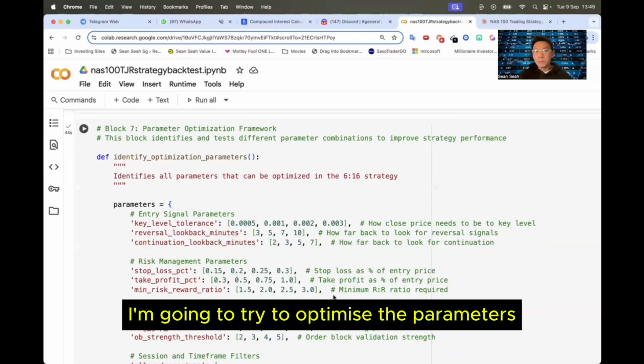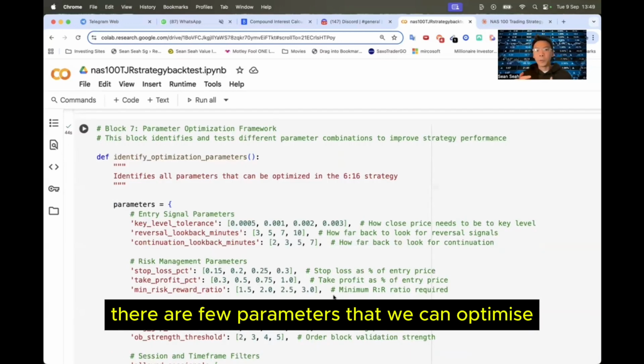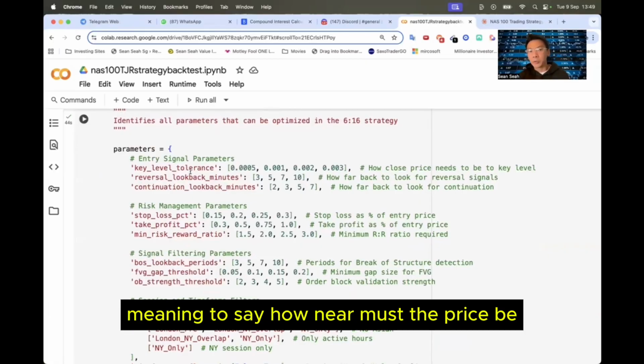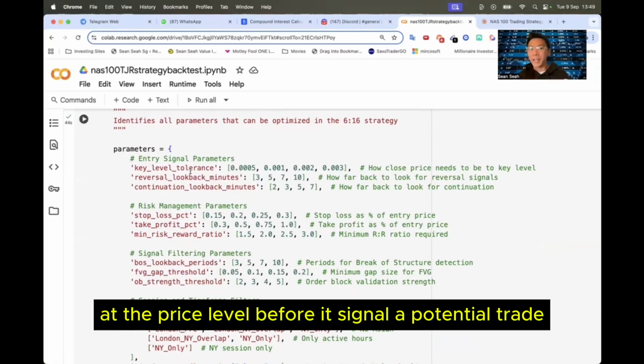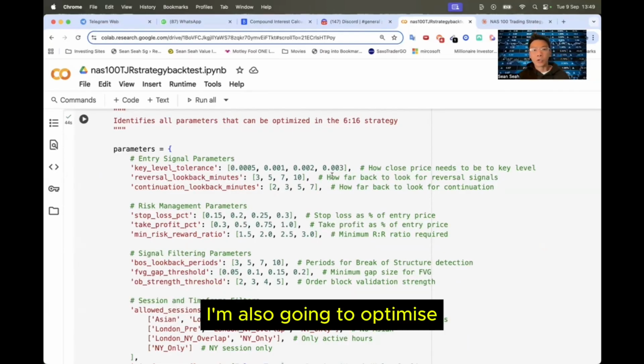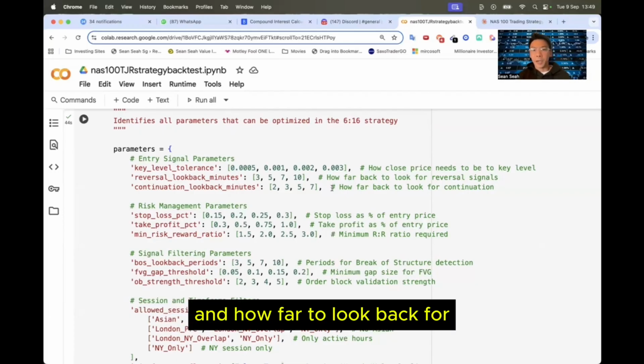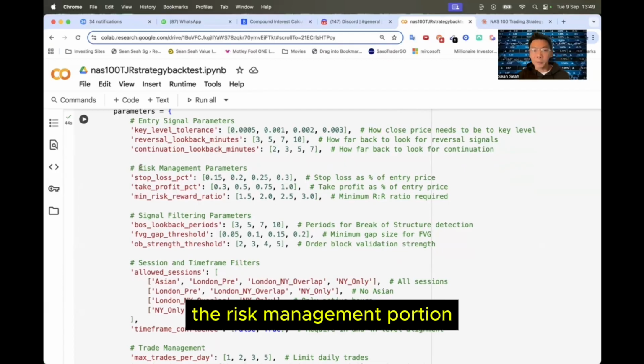I'm going to try to optimize the parameters. There are a few parameters that we can optimize. Number 1, the key level tolerance, meaning how near the price must be to the price level before it signals a potential trade. I'm also going to optimize how far to look back for reversal signals and how far to look back for continuation of the pattern.